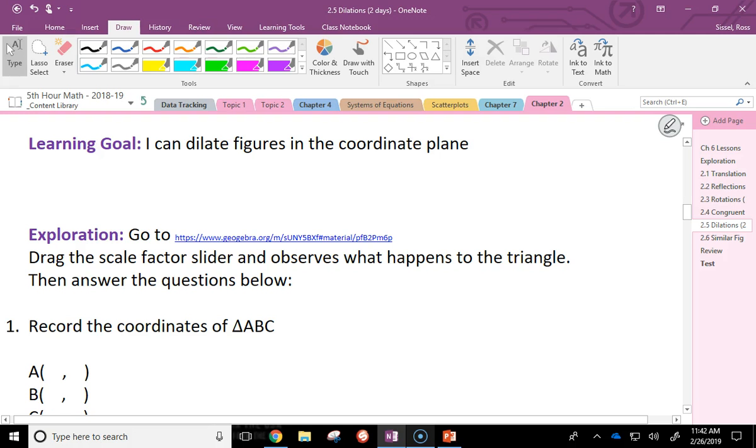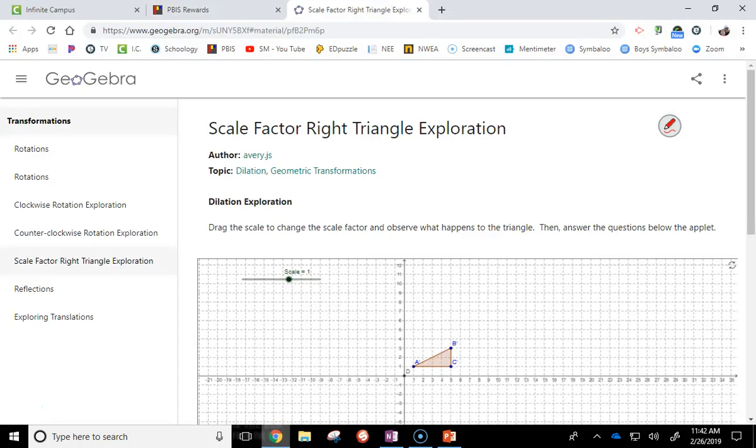It says lesson 2.5, exploration. This is supposed to be you doing it more than me. I'll give you the link, and you're going to answer these questions below. Now, to do so, I'm going to go back to mine. When we go to that link, it's going to give me this.